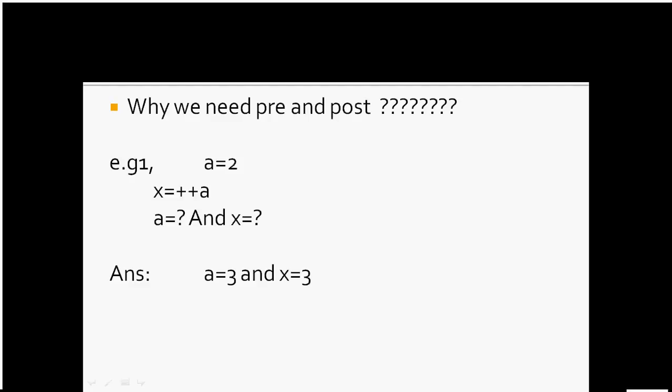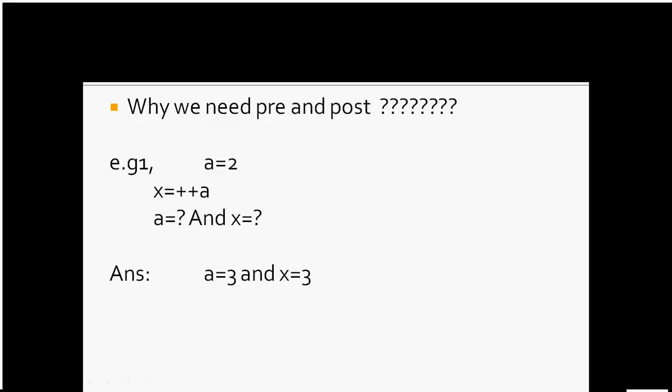Here it is important to note that whenever we are using any operator, especially an increment or decrement operator, pre or post, we must check the assignment operator for it. Here I am using pre-increment, which means the value of a will first be incremented and then assigned to another variable x. So if a is equal to 2, its value will be incremented first to 3, and then that 3 will be assigned to x. That's why a is equal to 3 and x is equal to 3.